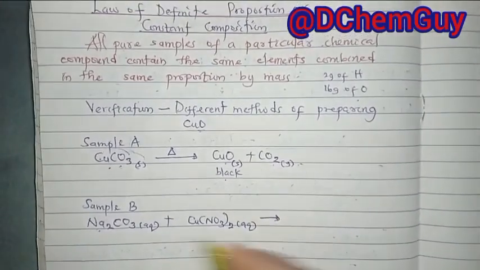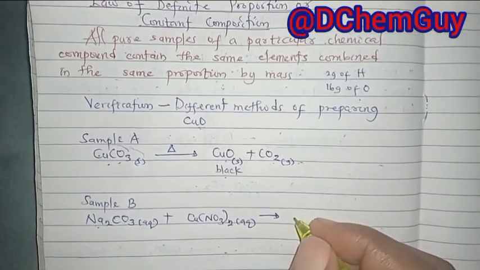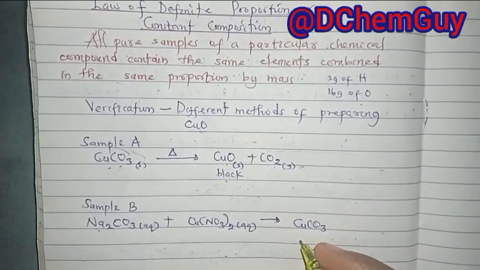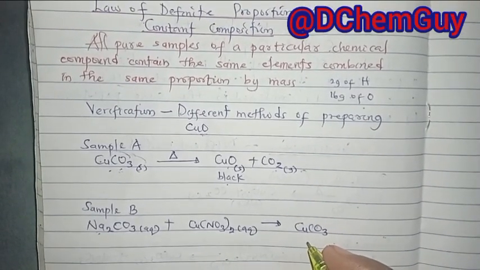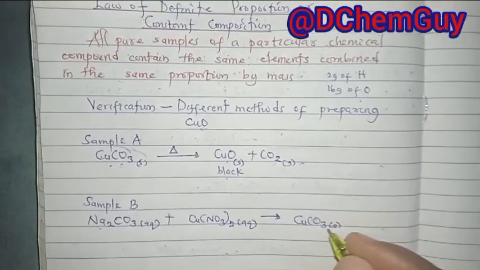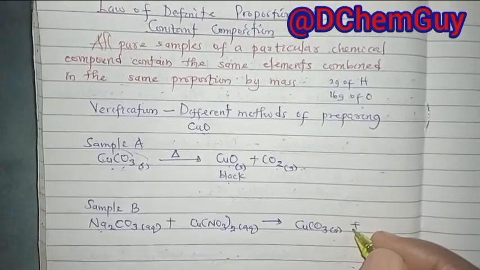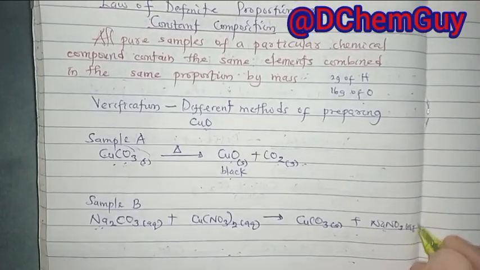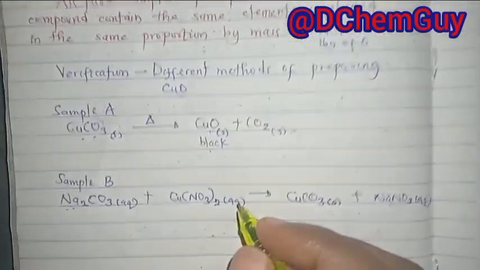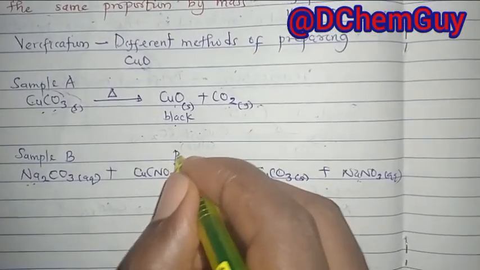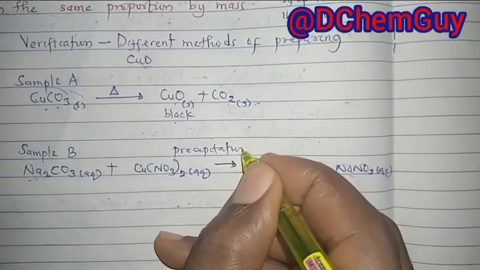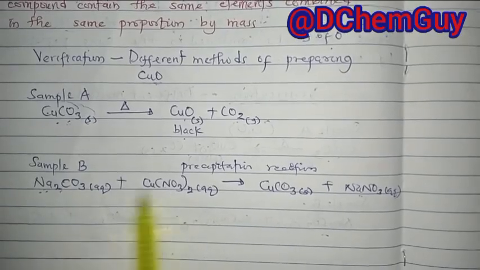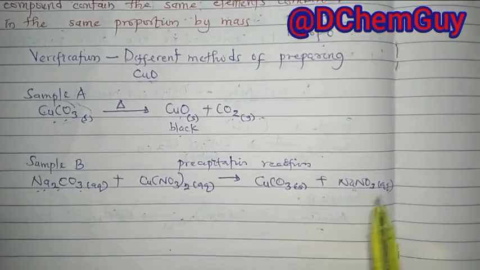Now when you react these two together, we are going to get an insoluble salt, copper 2 trioxocarbonate 4. This is going to be solid because it's insoluble. We are also going to get sodium trioxonitrate 5. This is aqueous. Now this is a typical precipitation reaction. What does precipitation reaction mean? It means that you react two soluble salts to give you one insoluble salt and a soluble salt.